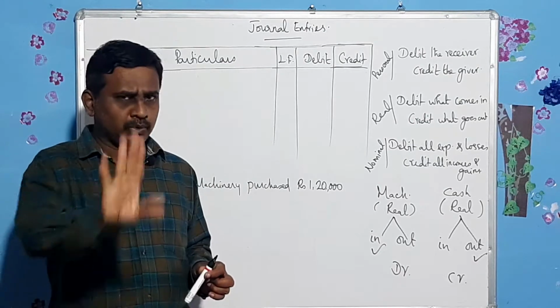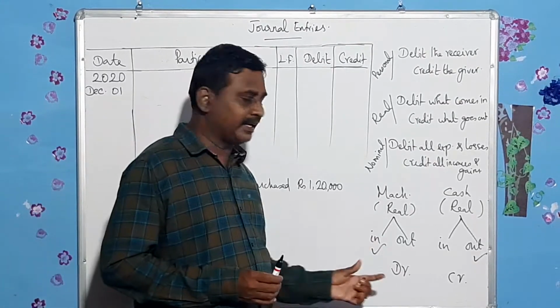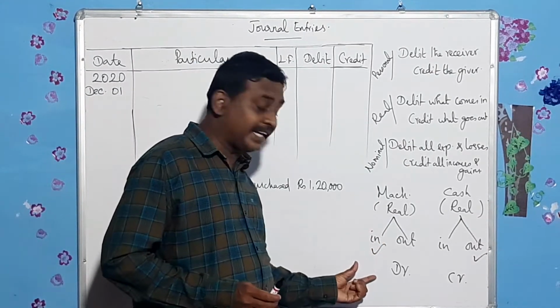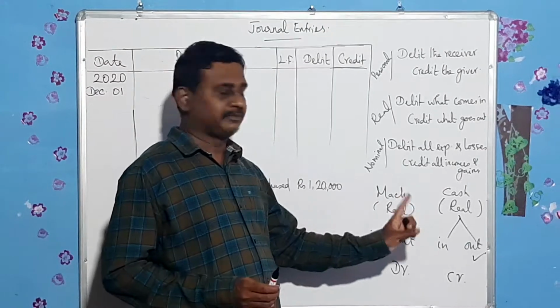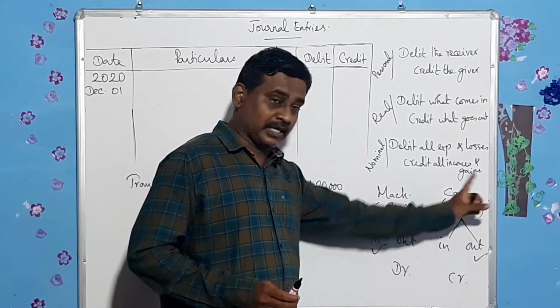If a real account is involved, either it will come into the business or it may go out of the business. There are only two choices. It may come in or it may go out. You have to identify whether it comes in or not. Machinery comes into the business, make a tick. And cash account goes out.